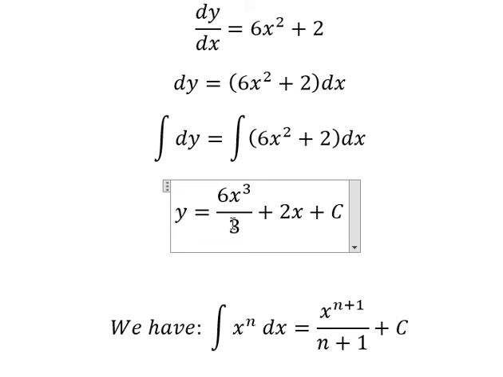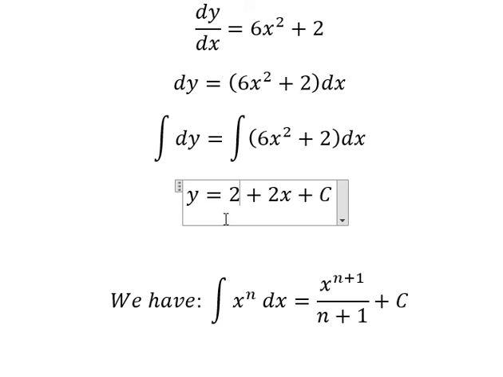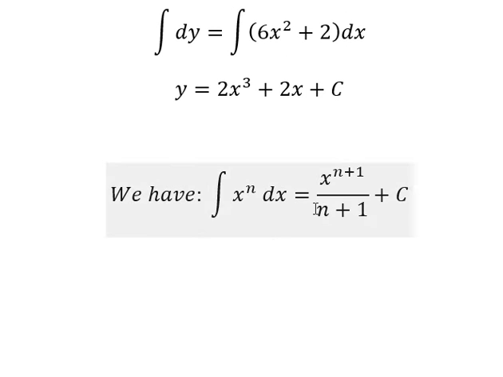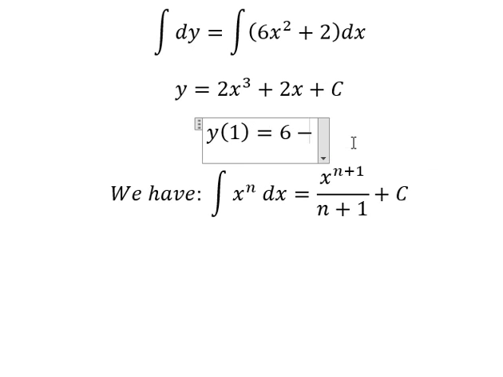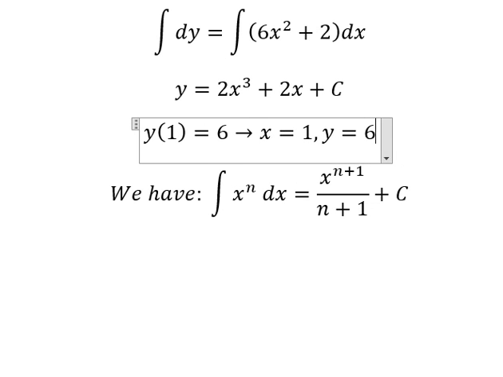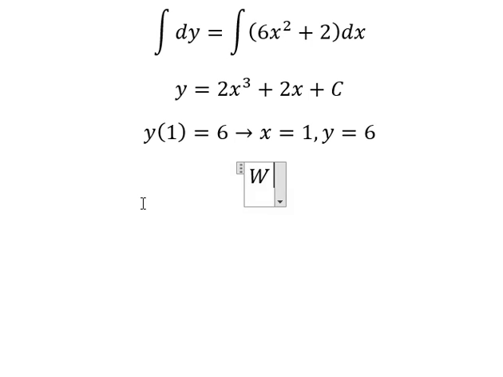Number 6 divided by number 3. So we have number 2. Now we have the conditions. That means when s equals 1, y equals 6. So I will put number 1 and number 6 in here.